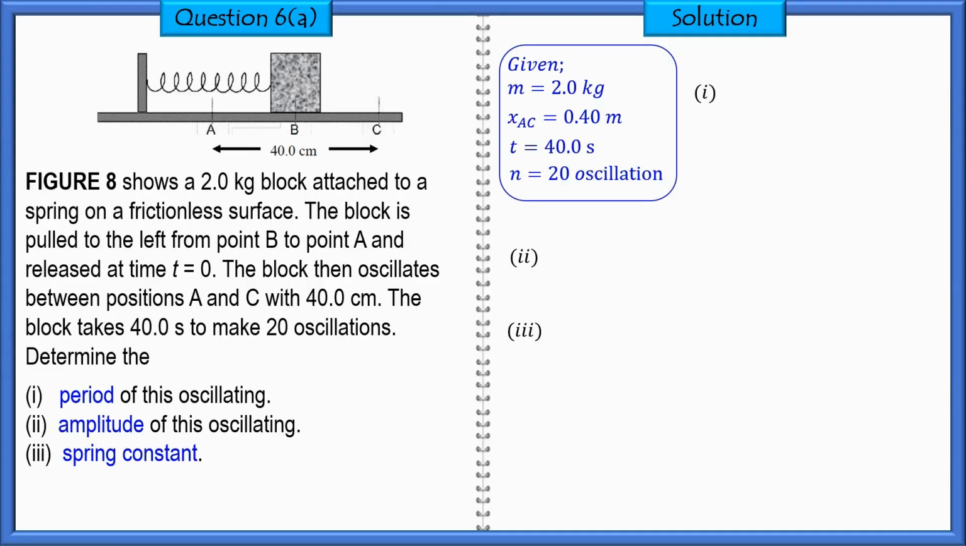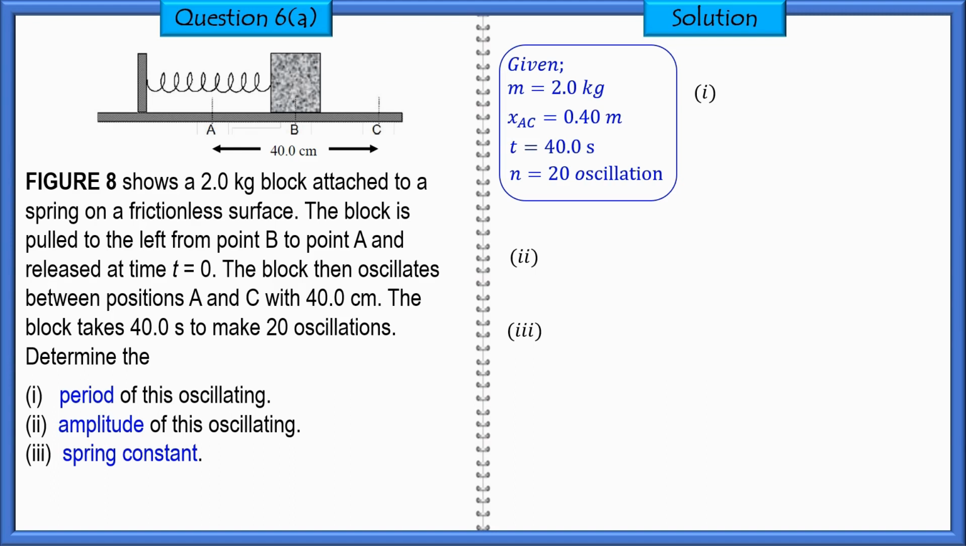Question number 6A. Figure shows a 2 kg block attached to a spring on a frictionless surface. The block is pulled to the left from point B to point A and released at time t is equal to 0. Then it oscillates between point A and C with 40 cm. The block takes 40 seconds to make 20 oscillations.